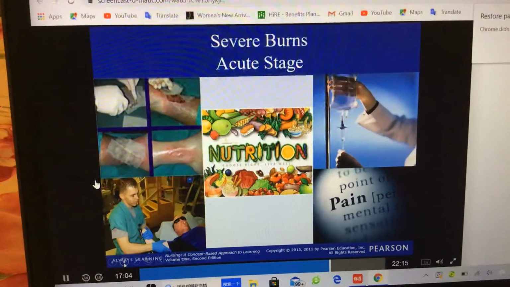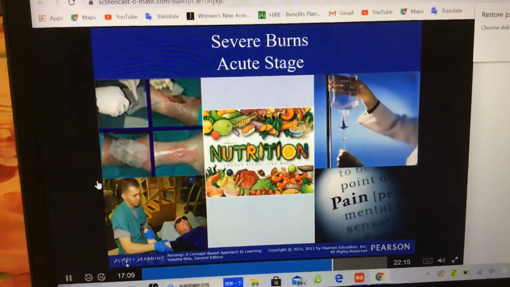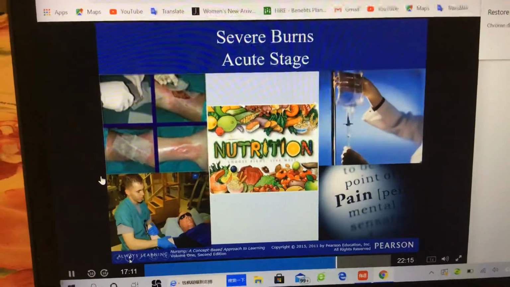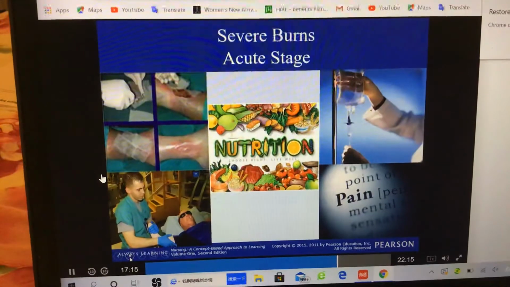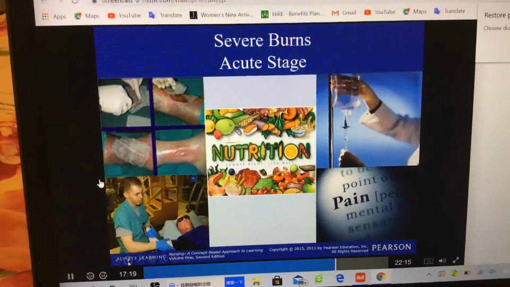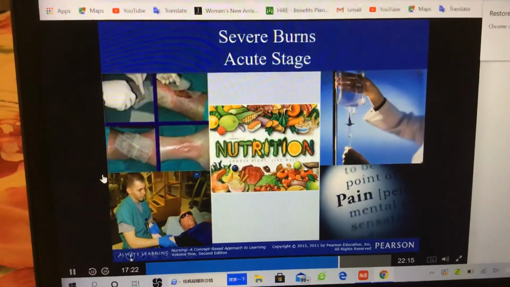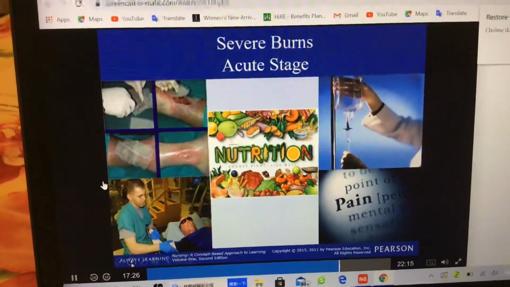Nutrition should be tailored to promote wound healing, to increase resistance to infection, and to prevent persistent loss of muscle protein. Patients with burns are going to require a minimum of 1.5 to 2 grams per kilogram of body weight per day of protein intake.